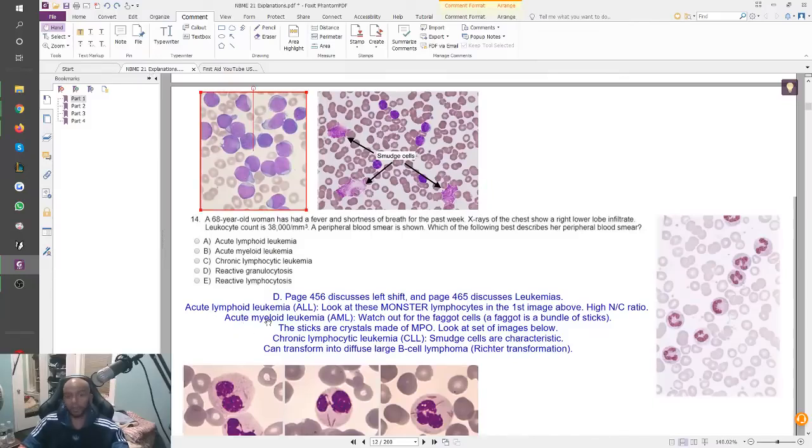Answer choice B, acute myeloid leukemia, is aged men leukemia. Watch out for their faggot cells. And a faggot is a bundle of sticks, right? So a bundle of sticks, we're thinking of Auer rods, right? That's what that is about.